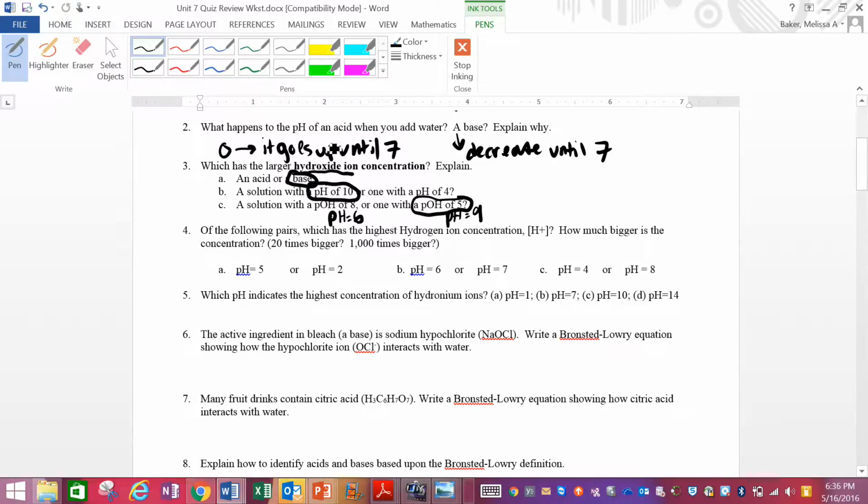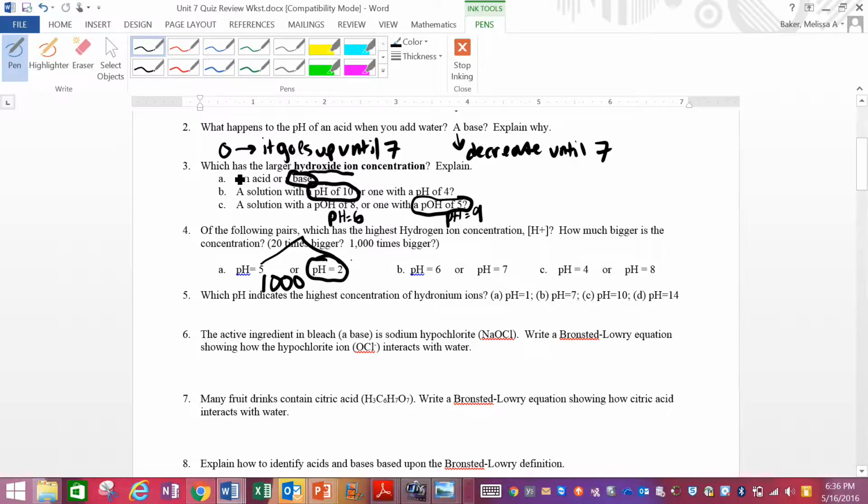Of the following pairs, which one has the higher hydrogen ion concentration? So which one is more acidic? So for letter A, it's the one that's closest to 0. So pH is 2. 5 minus 2, that's 3. So I'm going to put 3 zeros. Something with a pH of 2 is 1,000 times stronger. It has 1,000 times more hydrogen ions.